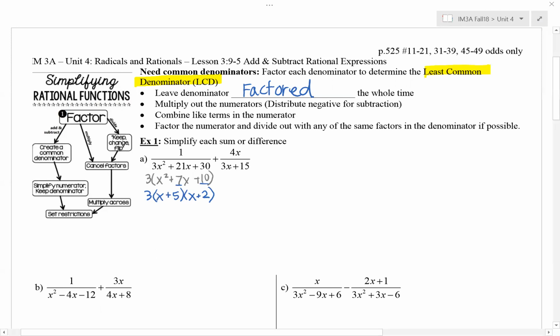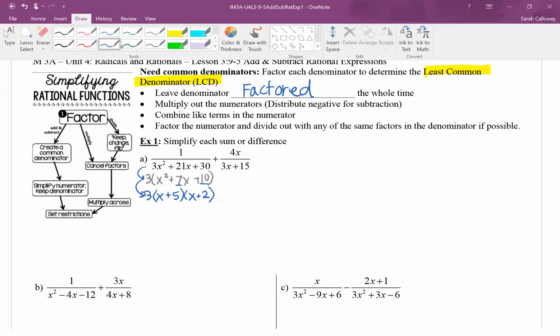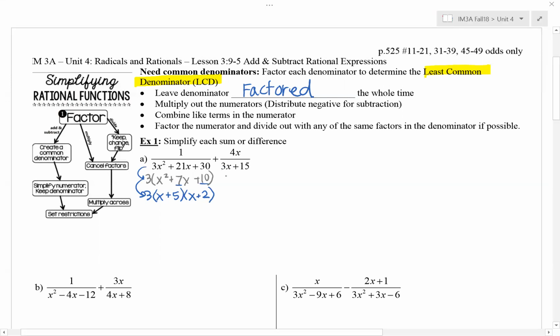If I also factor the second denominator, and again, I'm really just factoring this so that I can find the common denominator, I see that I have 3x plus 15, and I know that 3 goes into 15, so I'm going to factor out that 3. So if I factor out a 3, I get x plus 3 times 5 makes 15. So I can think about that denominator as 3 times x plus 5.